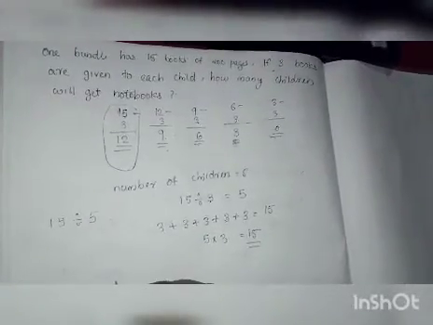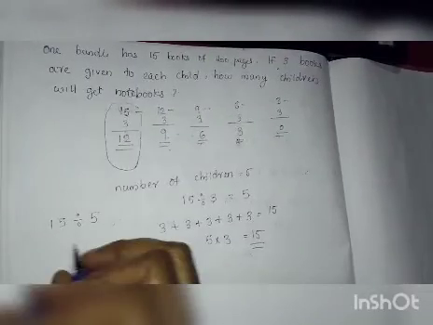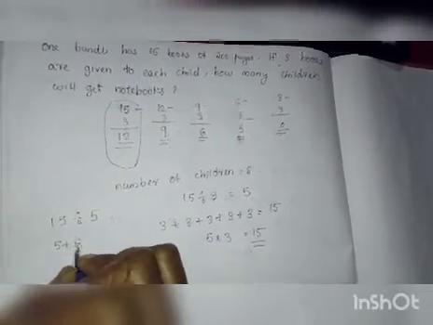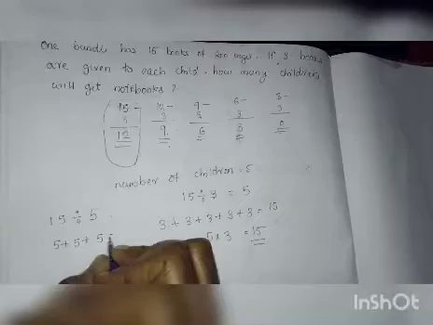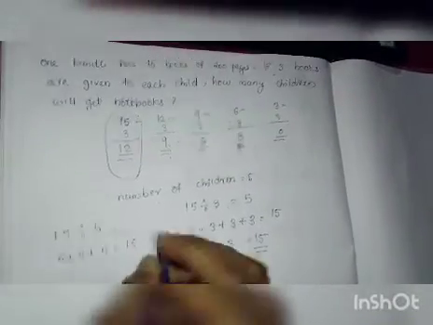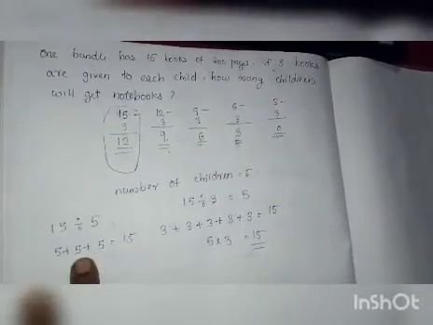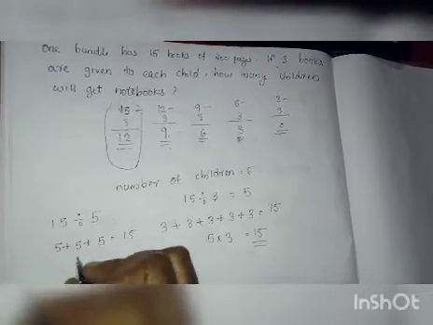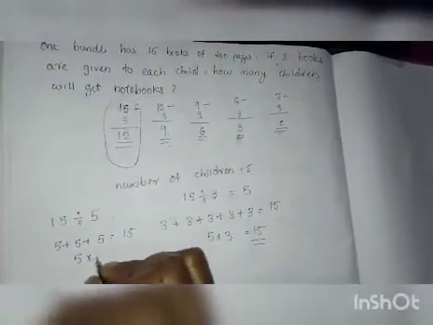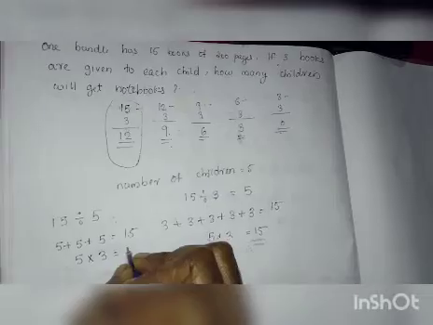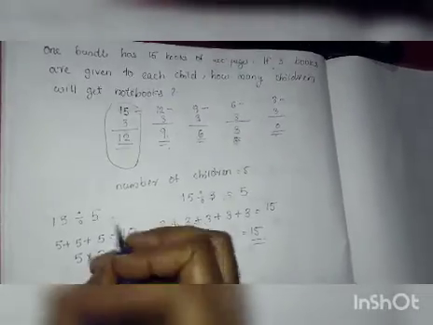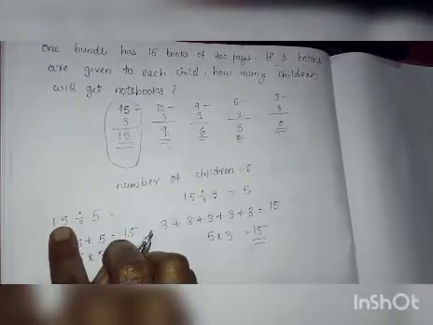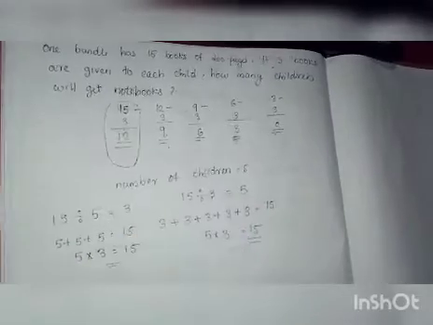15 divided by 5. That is, 5 is added 3 times in order to obtain 15. 5 plus 5, 10. 10 plus 5, 15. Here we can write it as 5 multiplied by 3. The result is the same here, 15. So when we divide this, we get the result as 3.